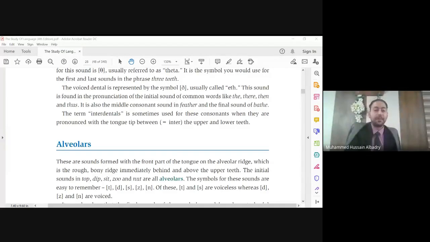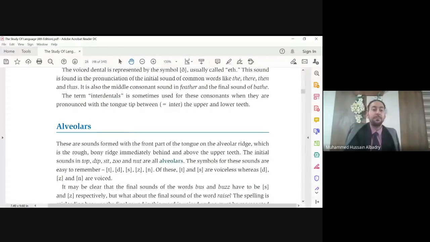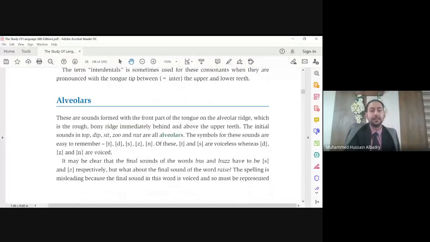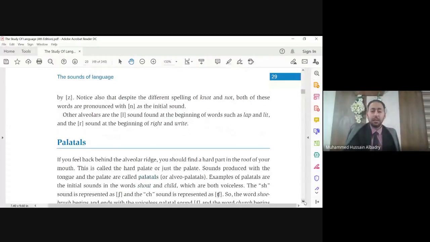We'll talk about this because they are different according to the manner of articulation. The place is the same, but the manner is different. I will not focus on voiced or voiceless because it is just a test. If you want to know whether this sound is voiced or voiceless, just make a test.